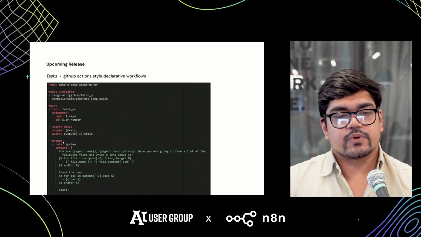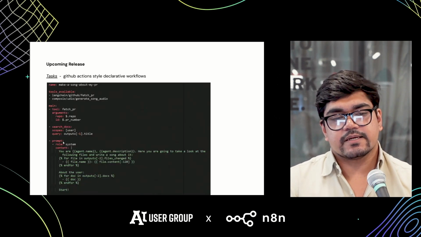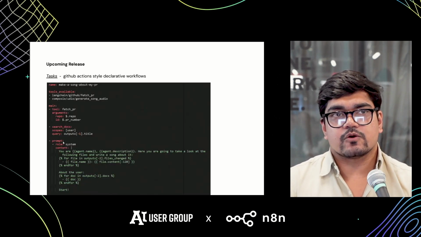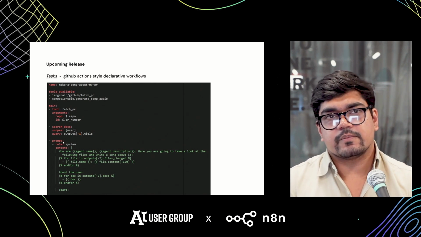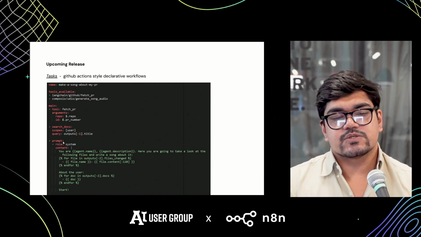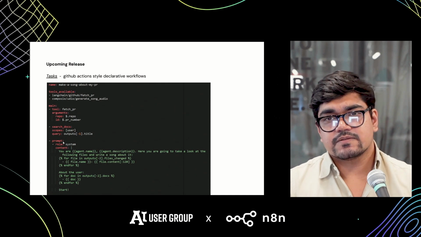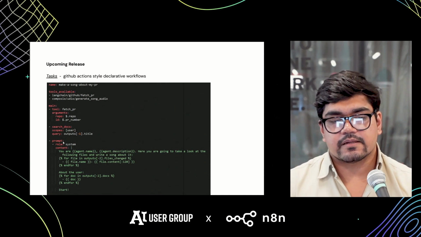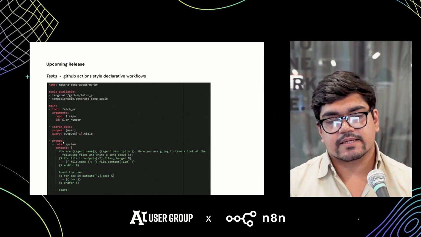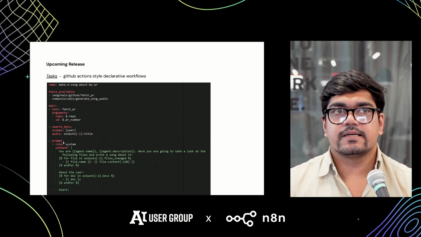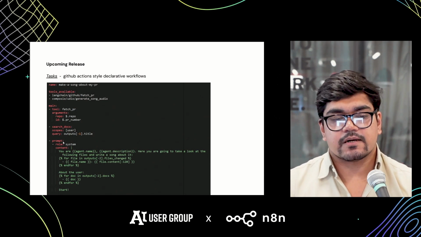And two quick things that I want to talk about is an upcoming release, which we are hoping for sometime next week or maybe 2 weeks from now. We're building tasks, which is GitHub Actions style declarative workflows. And you can make them arbitrarily complex, that can run over months, years, doesn't matter.